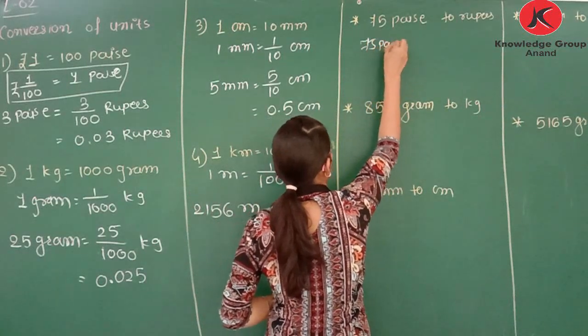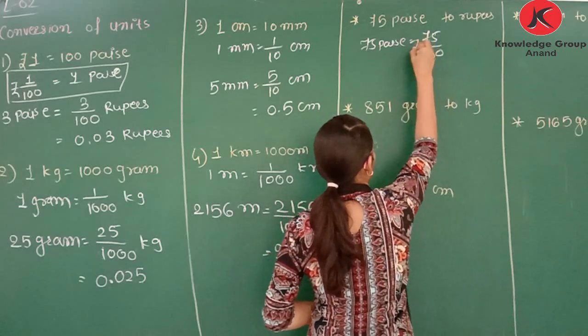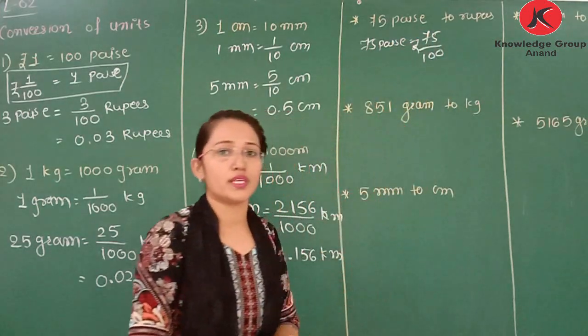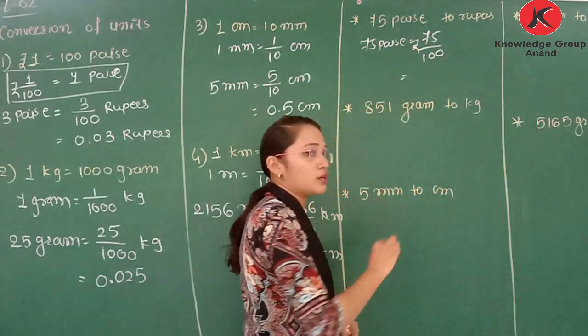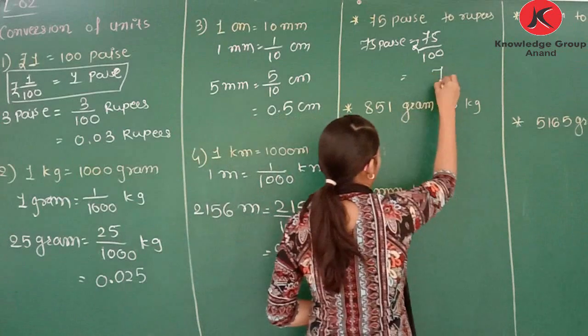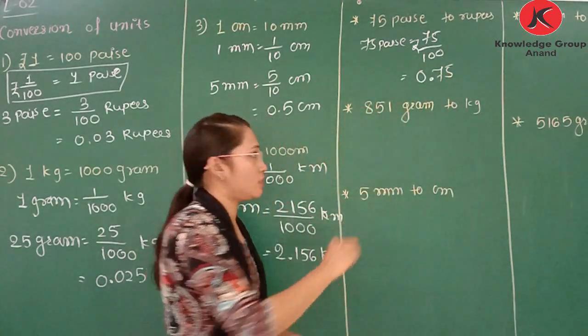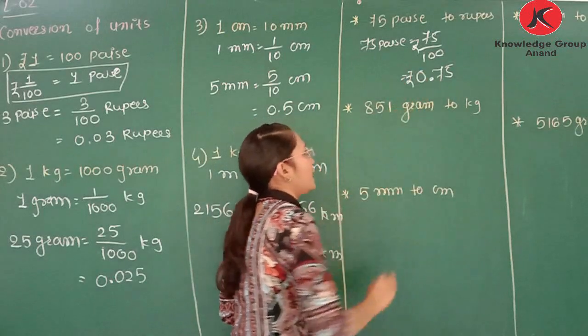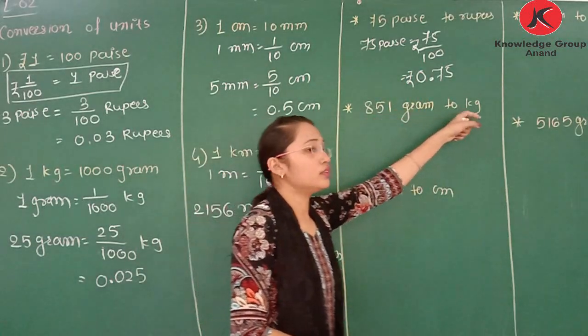75 paisa is equal to 75 divided by 100 rupees. To convert it into rupees, divide by 100. So decimal to 0, it means you need to put the decimal point after 2 digits. So 75 before that point and 0, 0.75 rupees. Clear? Now 851 gram to kilogram.